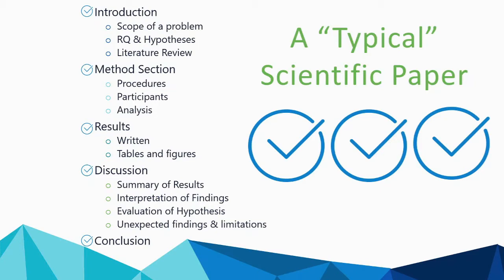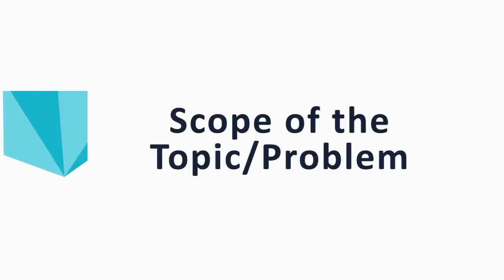That's where, after we've done our research, we present our results in tables and figures and in our writing, and then we discuss all the results and our findings. But we're just going to stick today to talking about the introduction section. So we're going to go over the scope of the problem, the research question and hypotheses, and the literature review. First, the scope of the problem or the topic.